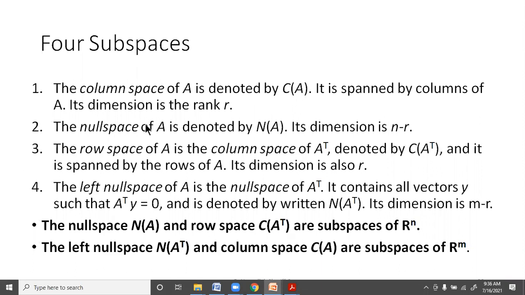Similar to that, we have seen the null space of A is denoted by N(A), and because the dimension of the column space is r, the dimension of the null space will be n minus r. Say if we have a 3 by 3 matrix and r is equal to 2, then the dimension of the column space will be 2, and the dimension of the null space will be 3 minus 2 equal to 1.